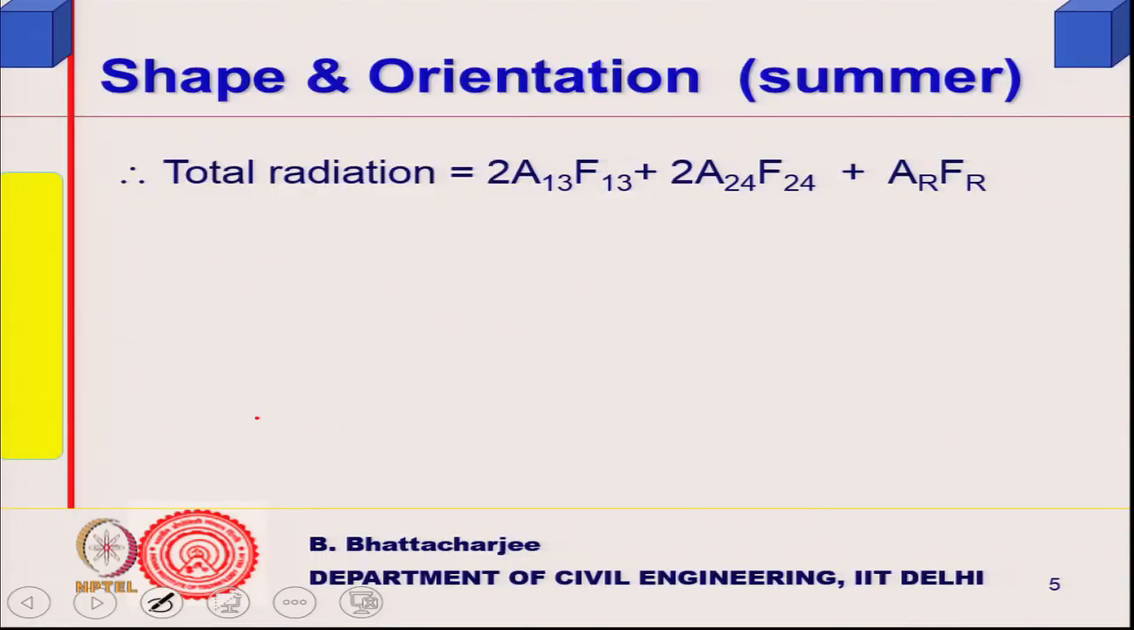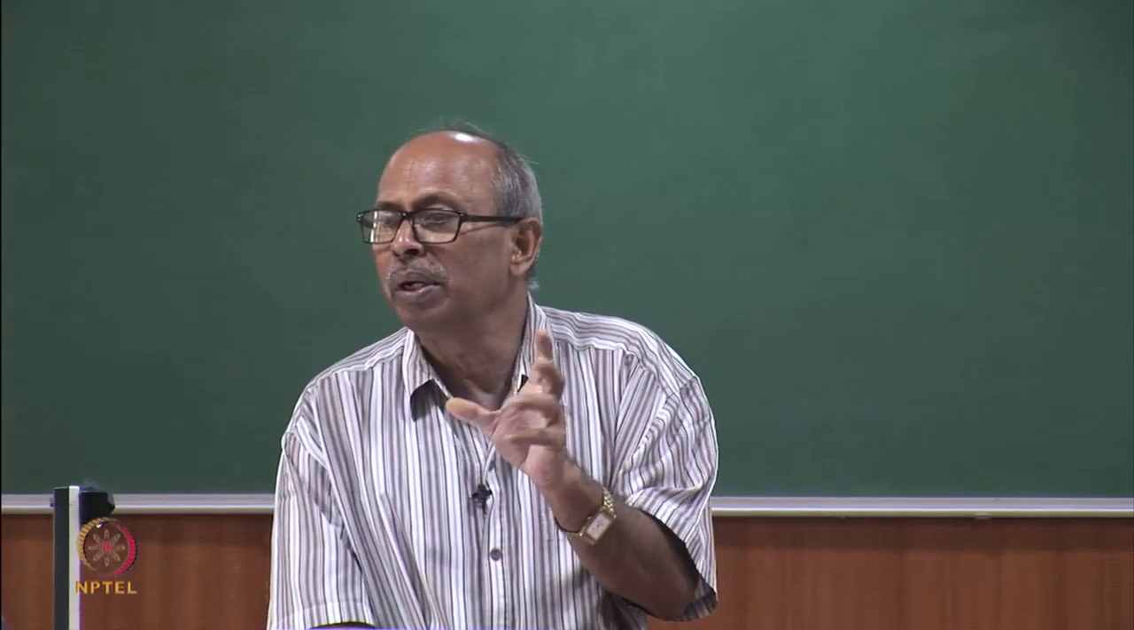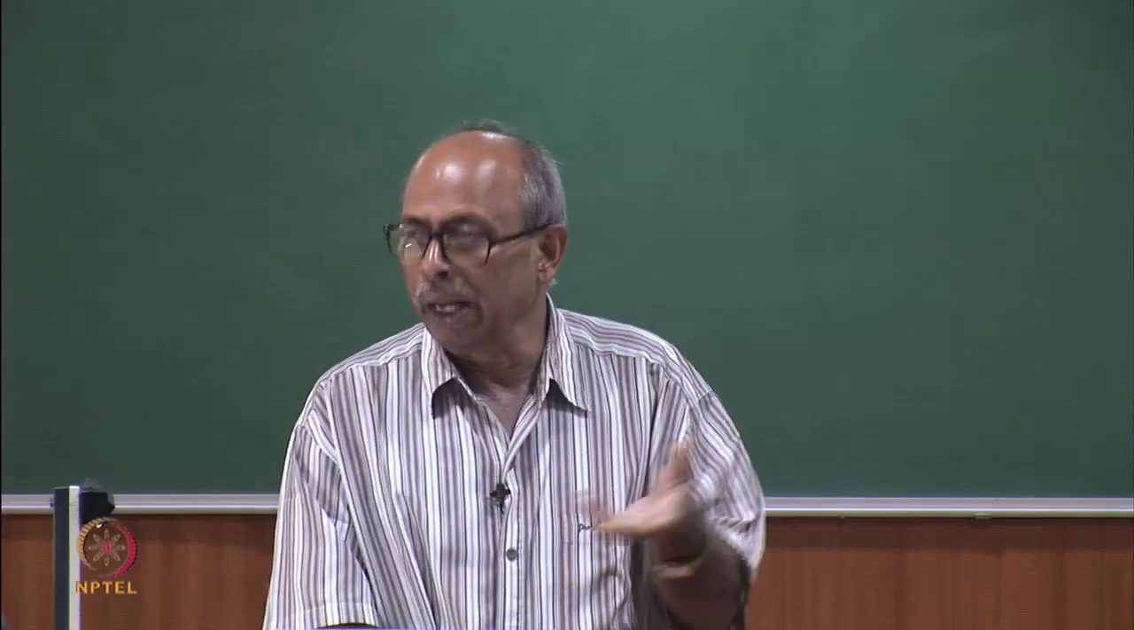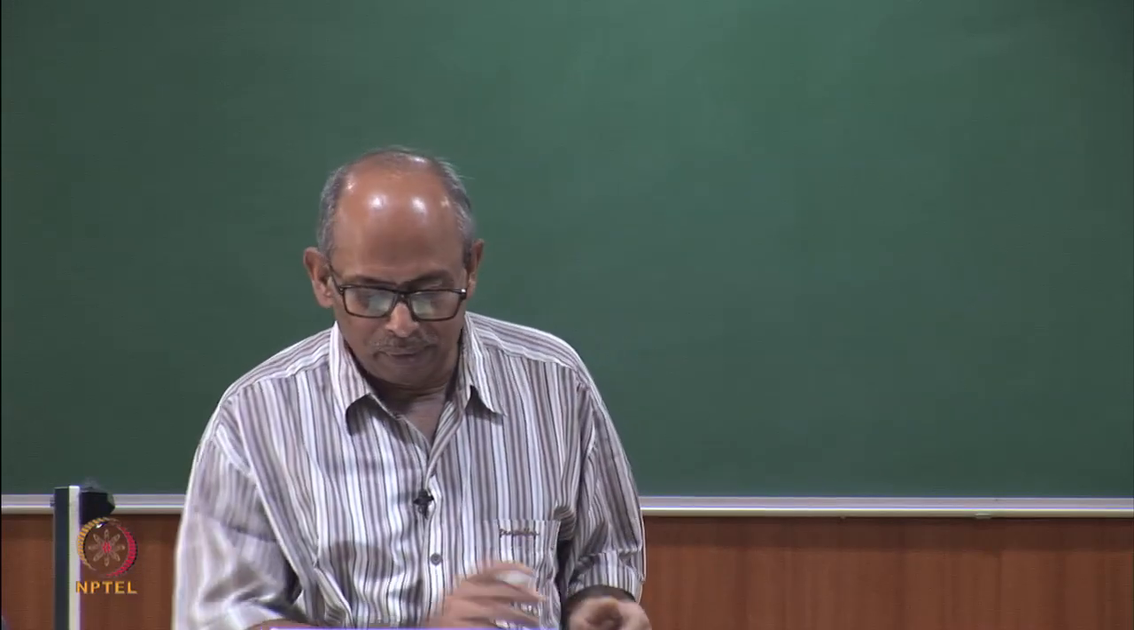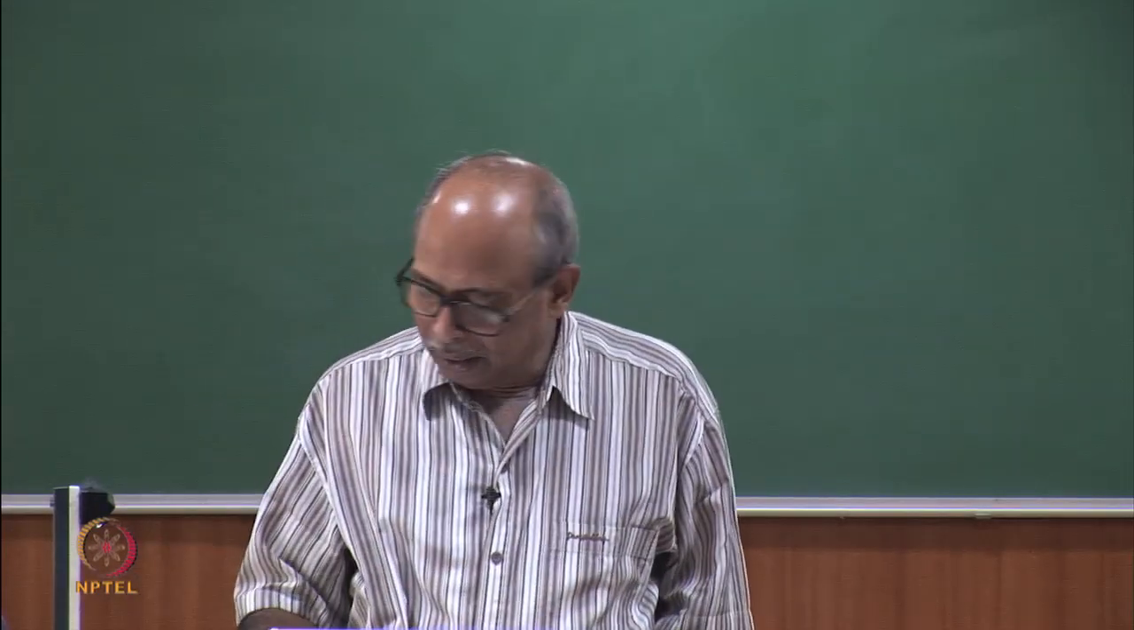So, total radiation gain would be given by A13, because 1 and 3 will have the same area. F13 is the average of their F values, and similarly for the other two, and this for the roof. The floor is not to be considered, because it will not have any radiation gain. So, orientation and shape really do not depend upon the floor area. The radiation received would be largely on the 5 surfaces, right.